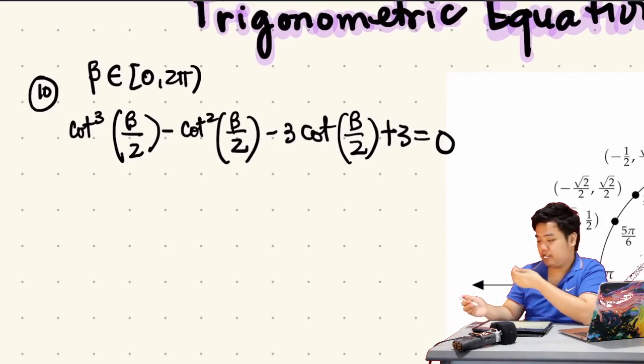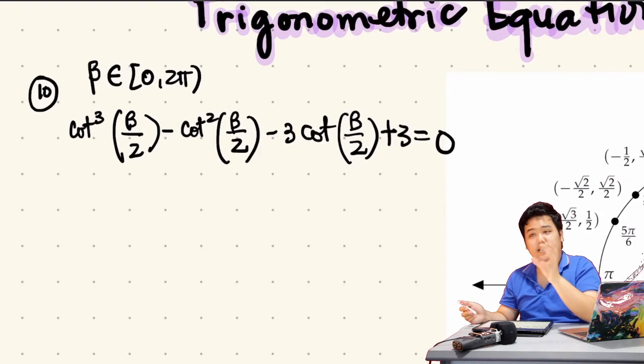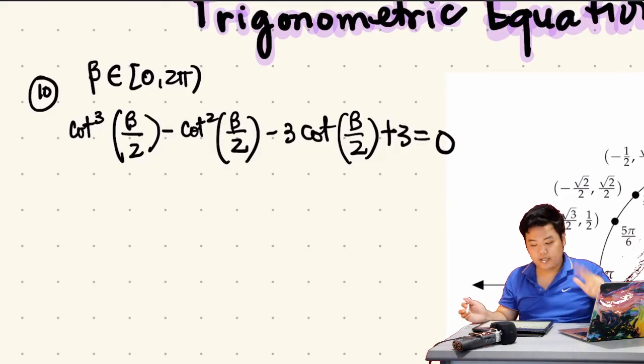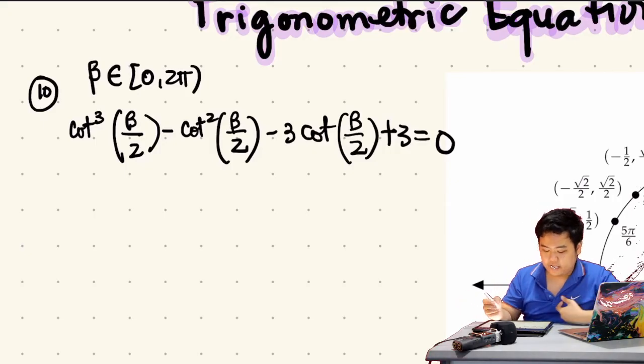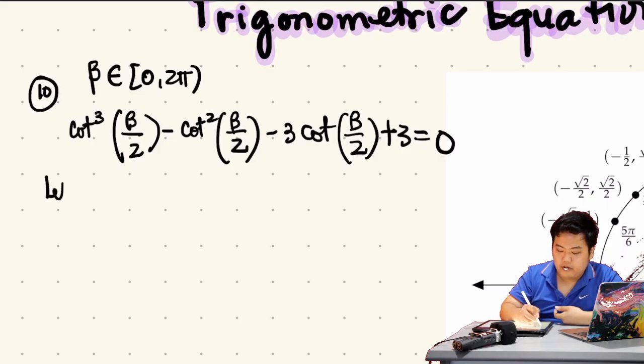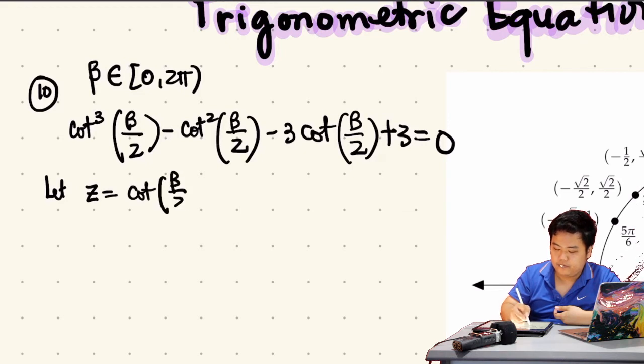Okay, so gaya ng sabi ko sa class, kapag may nakikita kayong paulit-ulit, ililet mo lang yun ng some letter or some variable. Parang dito, si cotangent beta over 2. So, let z equal to cotangent beta over 2. So, magiging z cube, z square, z.